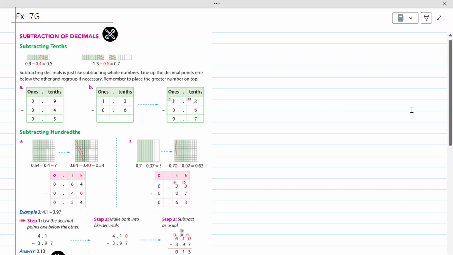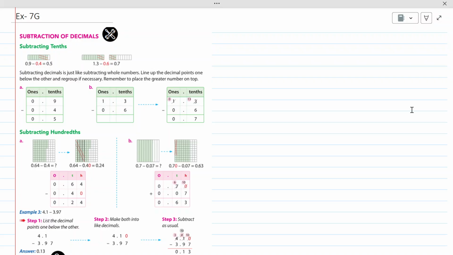Hello kids, in today's class we are going to start with the subtraction of decimals. Like how we have done in the case of addition, if we are adding two numbers where one number is a decimal and the other is a whole number, we are converting it to a decimal number first. Same thing we have to follow in subtraction also.